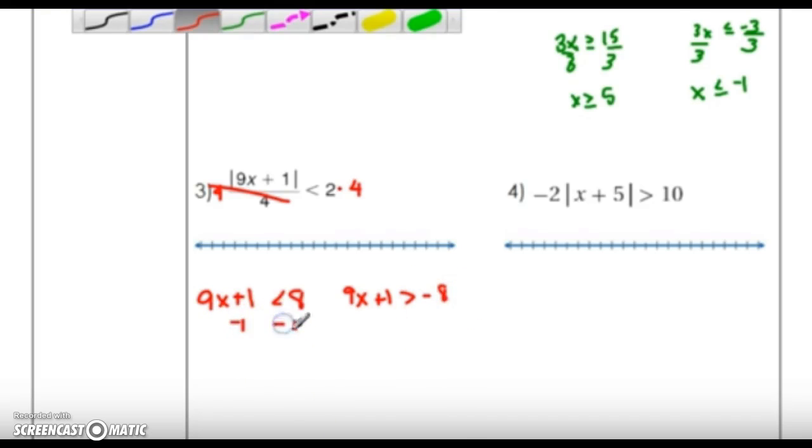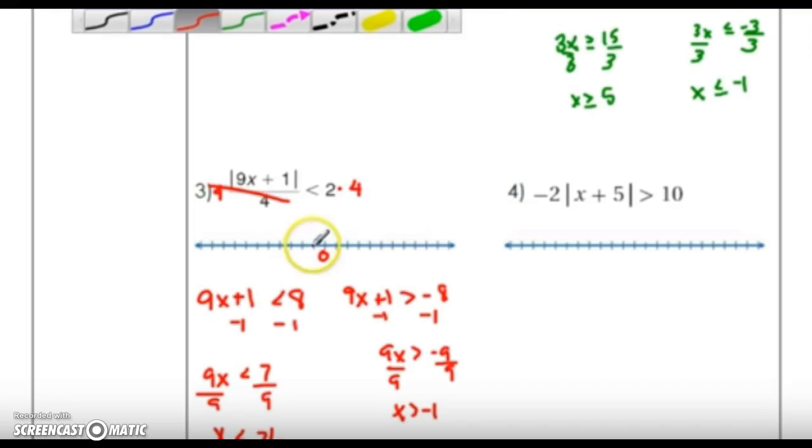So now we solve. 9x is less than 7. This one's going to give us a fraction. So we have x is less than 7/9, and then -1. 9x is greater than -9. So x is greater than -1. So here's 0. -1's right here, open circle at -1, and then 7/9. 7/9 is not quite 1, so we're going to just get close.